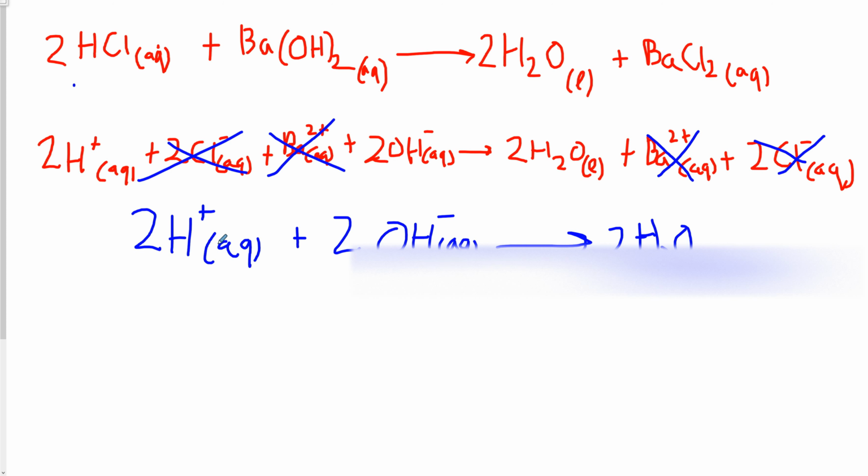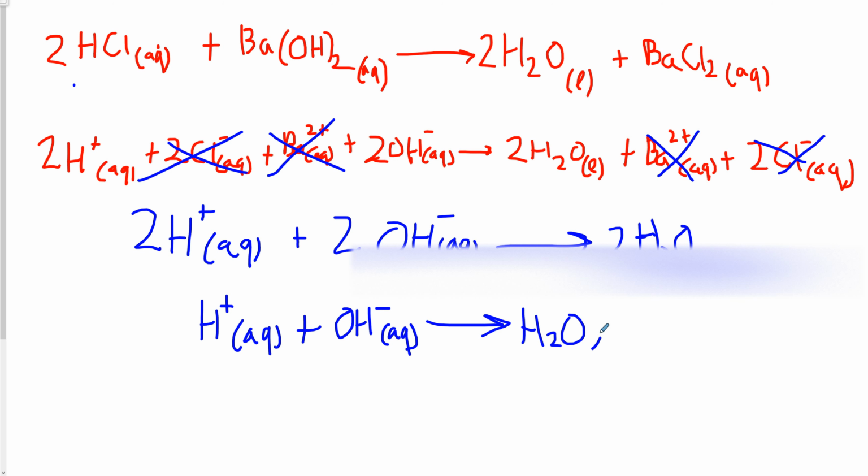So that's the way our net ionic equation is going to look for an acid-base neutralization. And the last thing we should do, if all the coefficients are the same, and they are, we're just going to reduce all of them down to their simplest coefficients. So H plus, OH minus, H2O liquid. So I hope that helps you understand the concept of a net ionic equation.